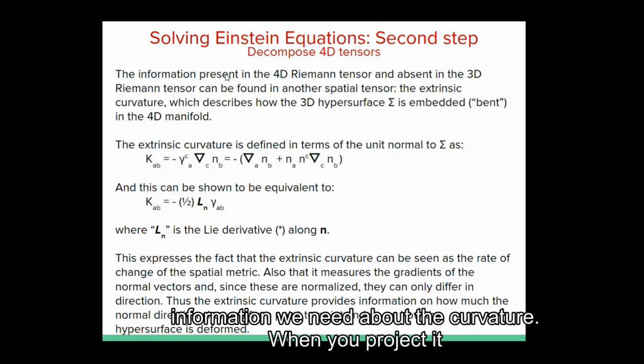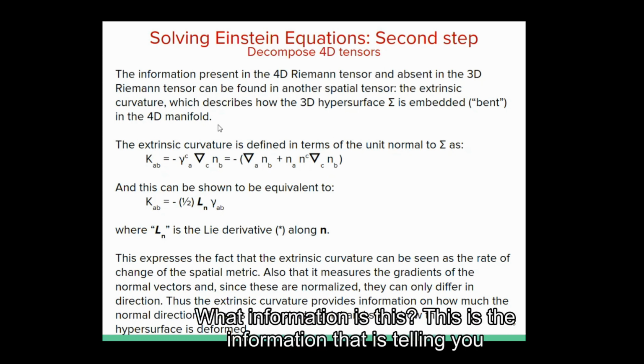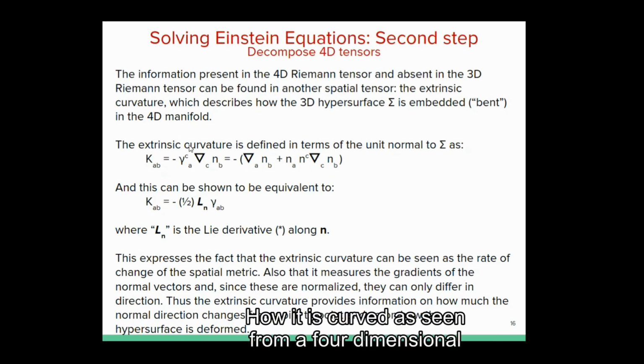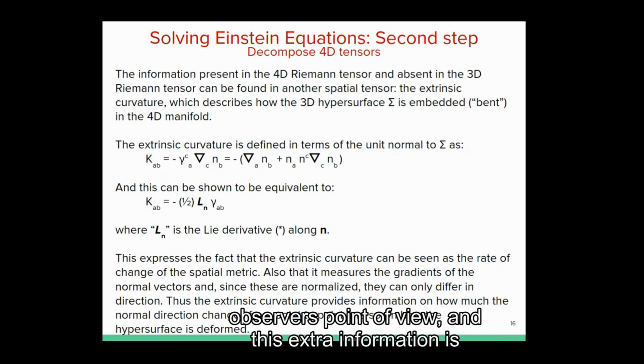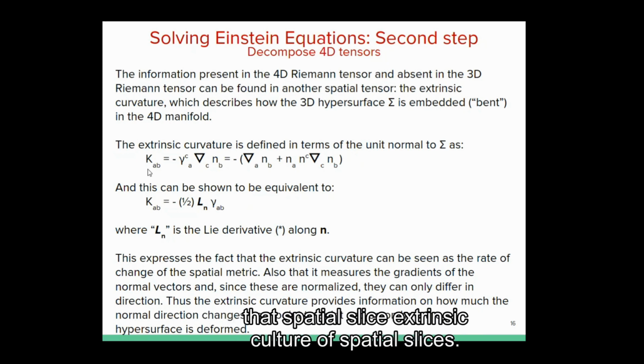When you project it into a spatial slice, you do lose out on some information. What information is this? This is the information that is telling you how your spatial slice is embedded in a 4-dimensional spacetime, how it is curved in, as seen from a 4-dimensional observer's point of view. And this extra information is contained in a different tensor called the extrinsic curvature of that spatial slice.